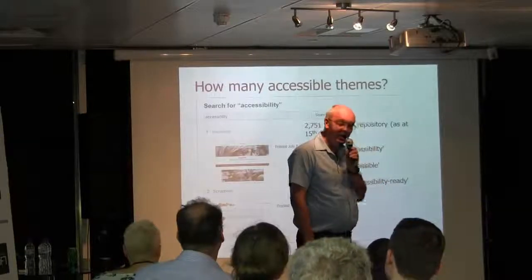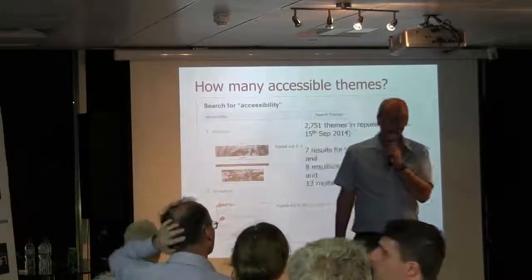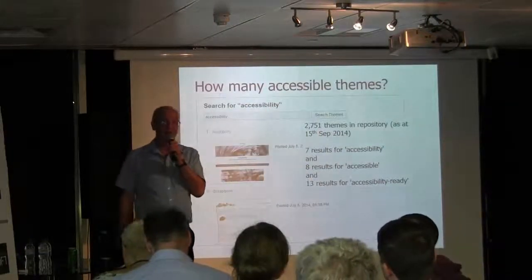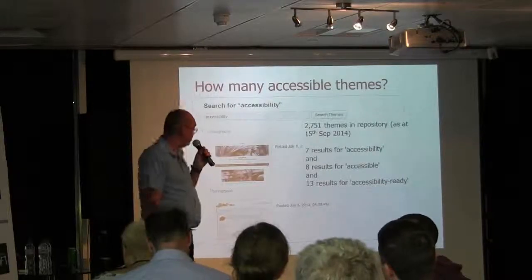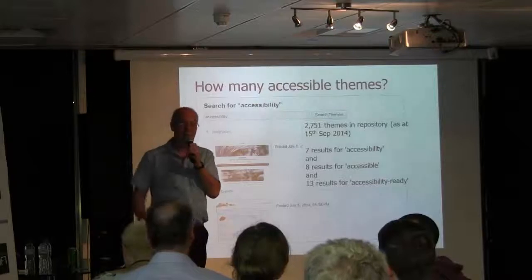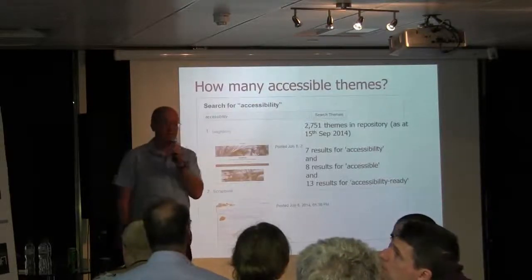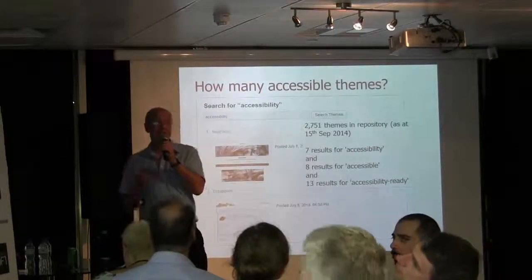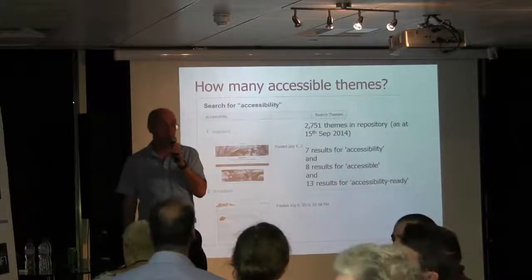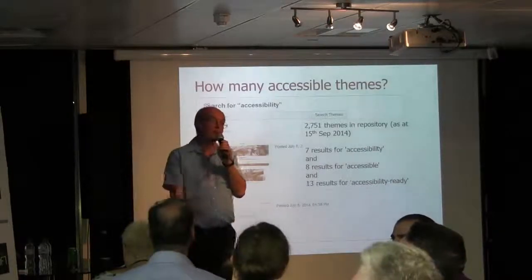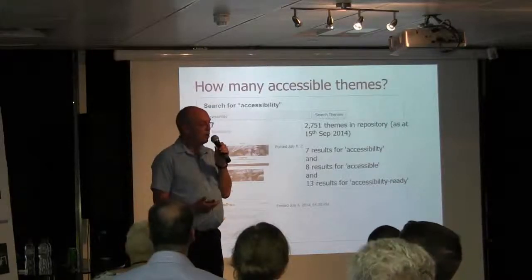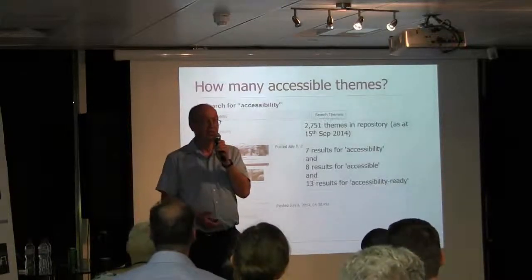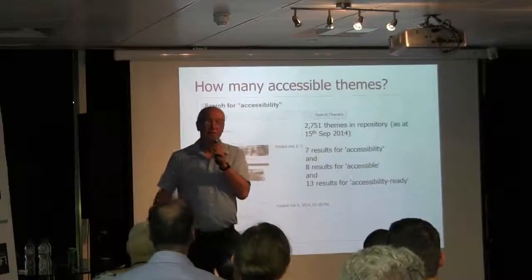Okay, now earlier in the week I had a look at how many accessible themes there were. There were 2,751 themes in the repository on Monday, and I tried searching for accessibility, accessible and accessibility ready. As you can see the results there. It's not very many, as you can see. The numbers have jumped up a little bit this year since the accessibility ready tag was introduced, but it's still not very many at all. And a lot of the things that are flagged up as accessibility ready, they might work for blogs, but not really for small businesses. And if your clients are small businesses, then that's kind of the thing you need, small business-based web.